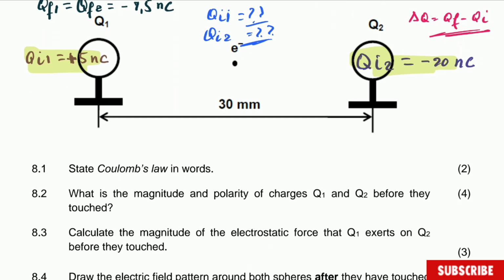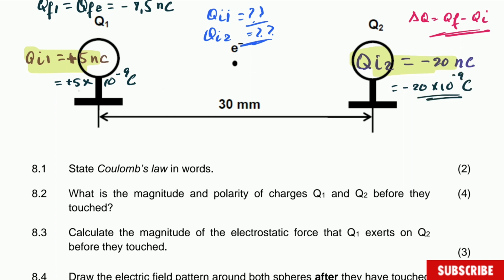Calculate the magnitude of the electrostatic force that Q1 exerts on Q2 before they touch each other. So we're going to use Coulomb's law formula to calculate the force between the two spheres. However, before we carry on, remember you cannot work in nanocoulomb, so you have to convert. When you convert, this one will be equal to positive 5 times 10 to the minus 9 coulomb, and in this case here will be equal to minus 20 times 10 to the minus 9 coulomb.